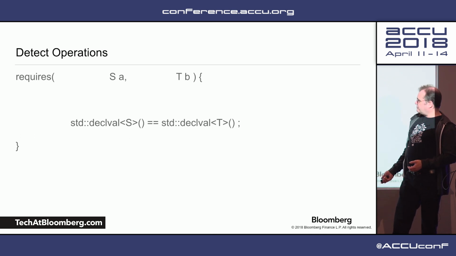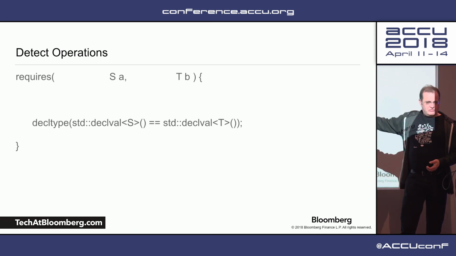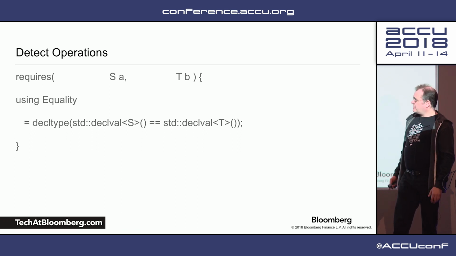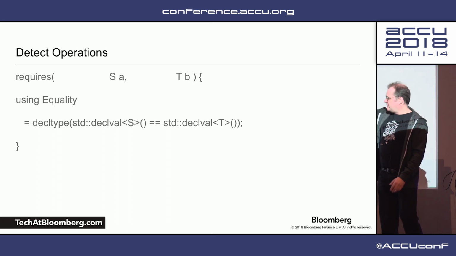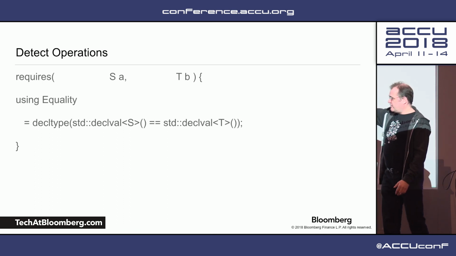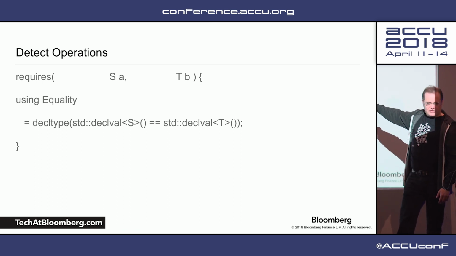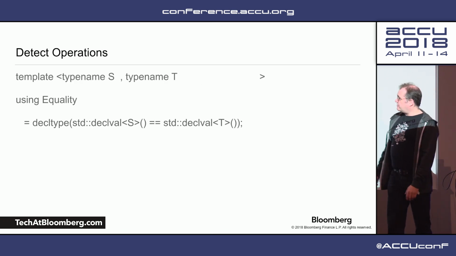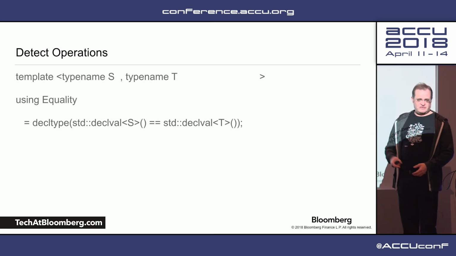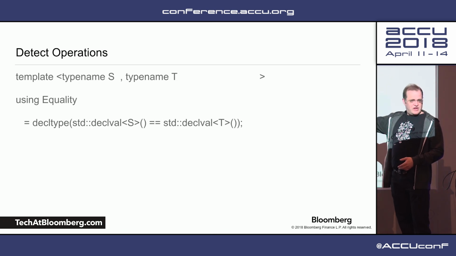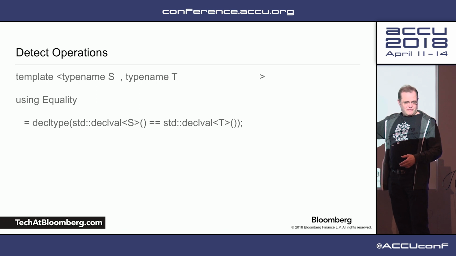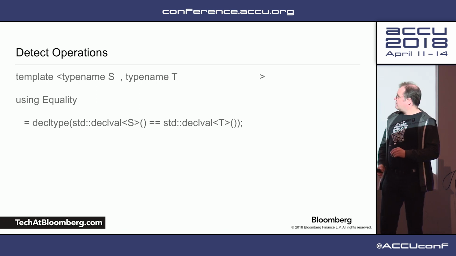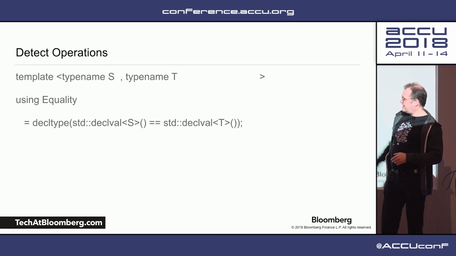So the next step would be to say, well, we can determine the type of that. That's really easy. We just stick a decltype in front of that. And now we give it a name, for example, using equality, so equality is the type of this expression. And then the requires stuff over there, we don't really need much of that because we can actually write typename S and T. And now we have simulated pretty much, we get the type of the expression that the requires clause expected.